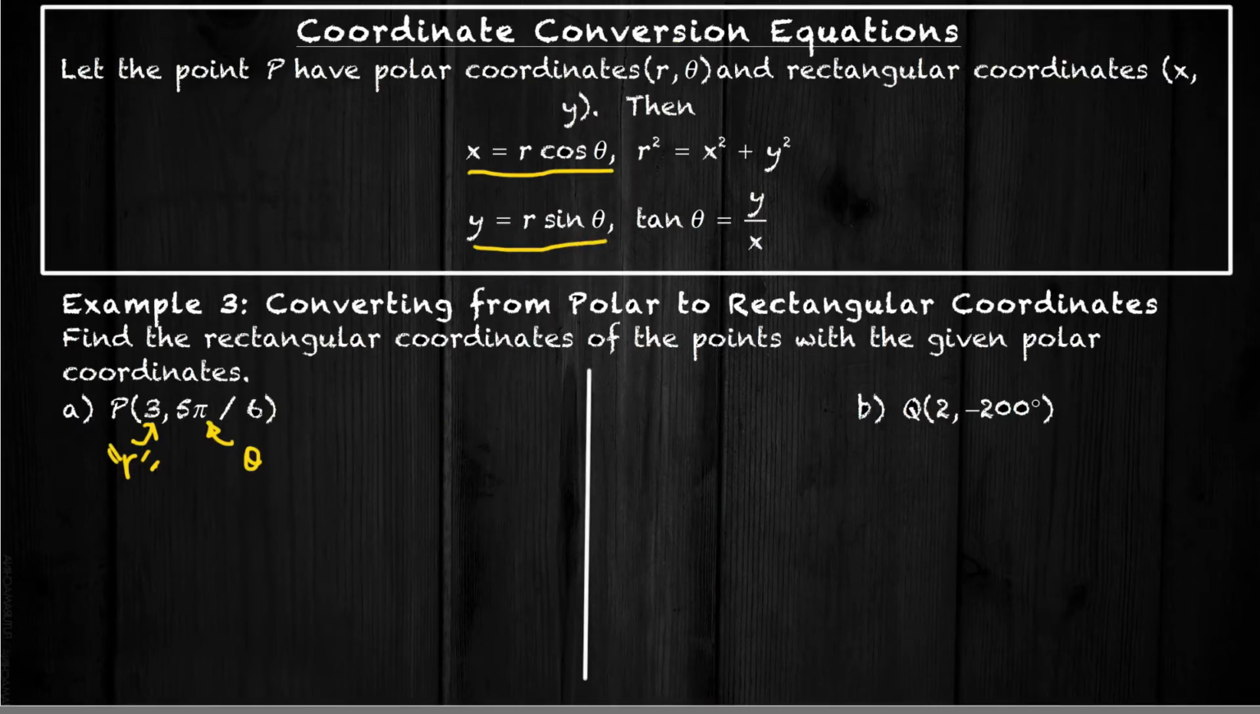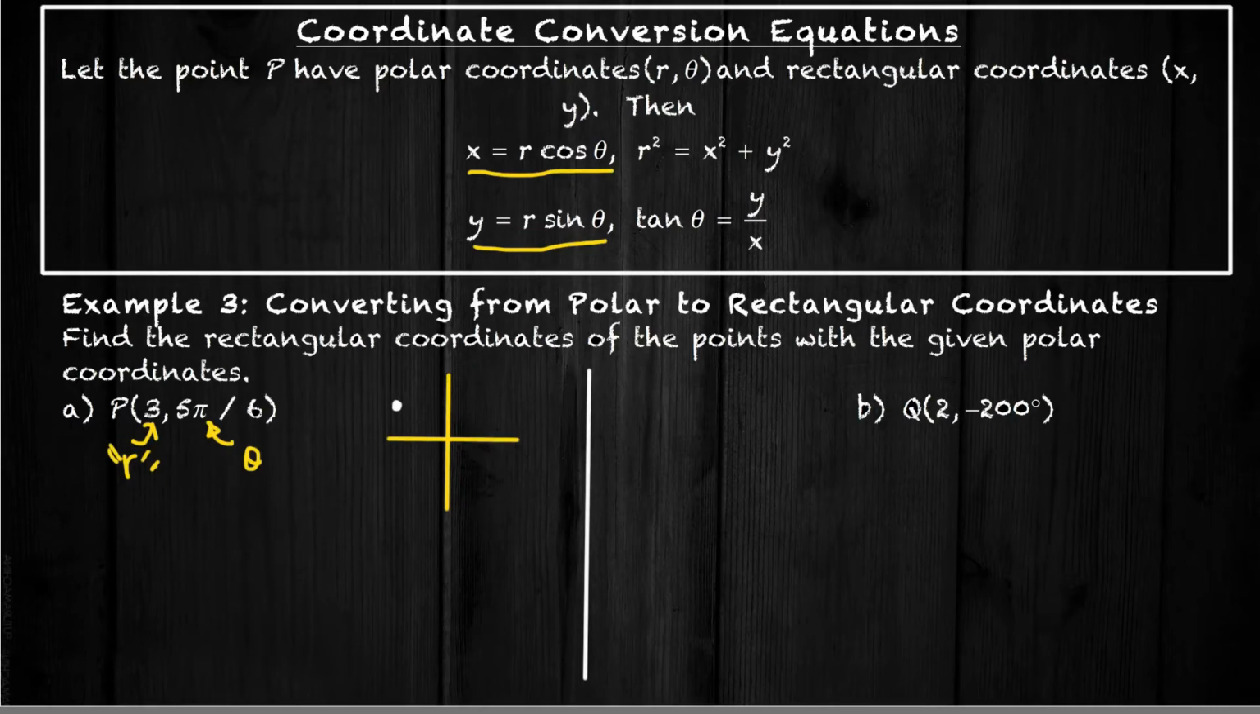Now, just for confirmation, let's just make sure that we know where this point is. And so we see that we are going 3 units in the direction of 5 pi over 6. 5 pi over 6 is 150. We're going 3 units in the direction of 150. So that will be somewhere over in this direction right here.